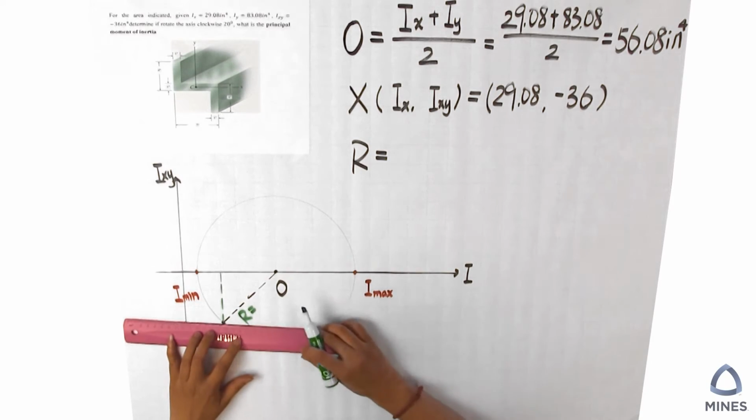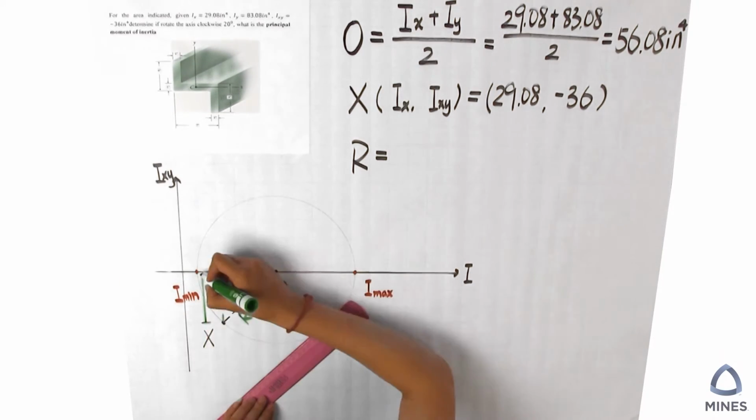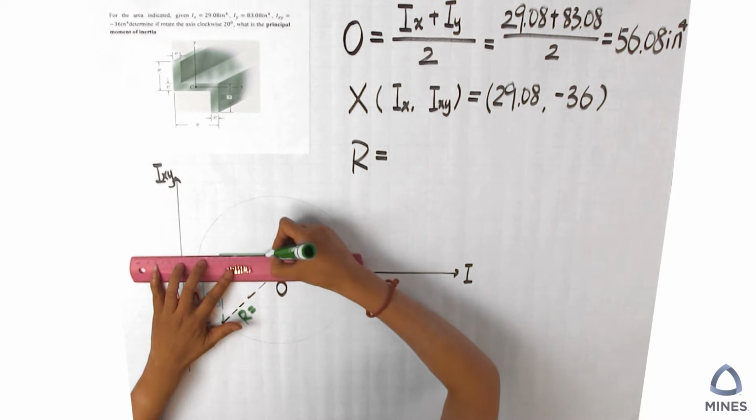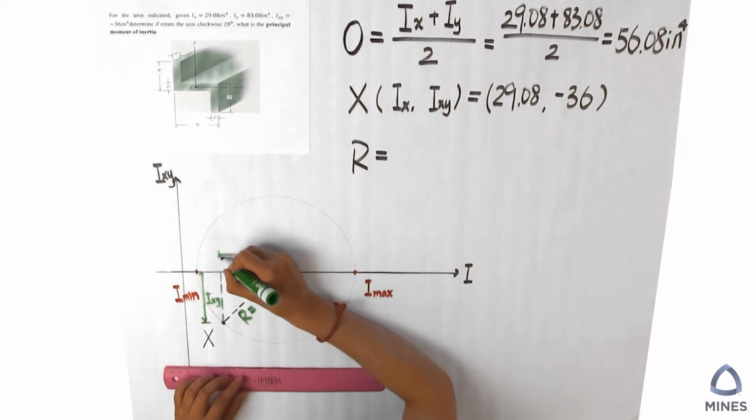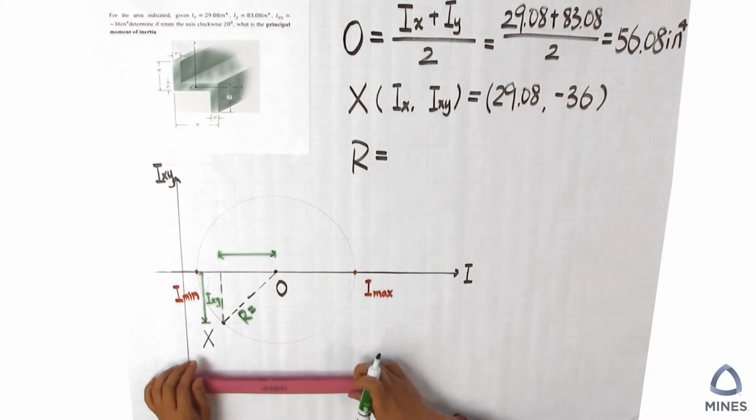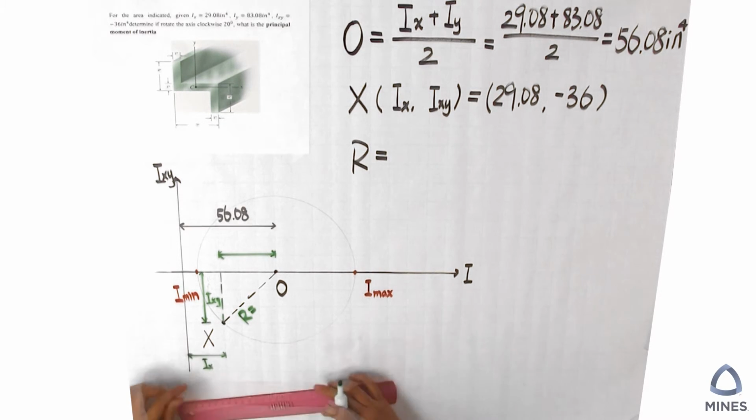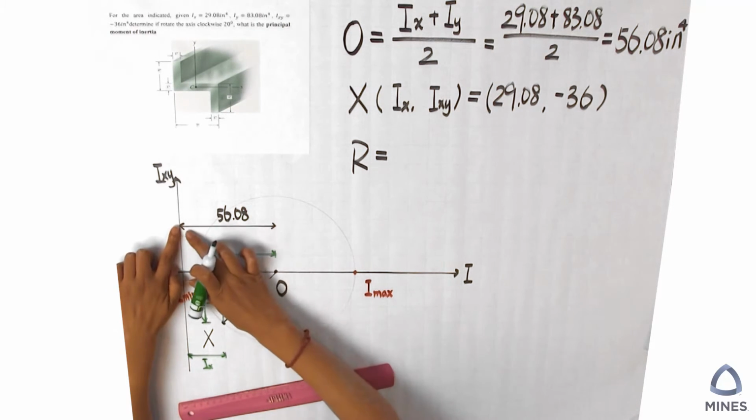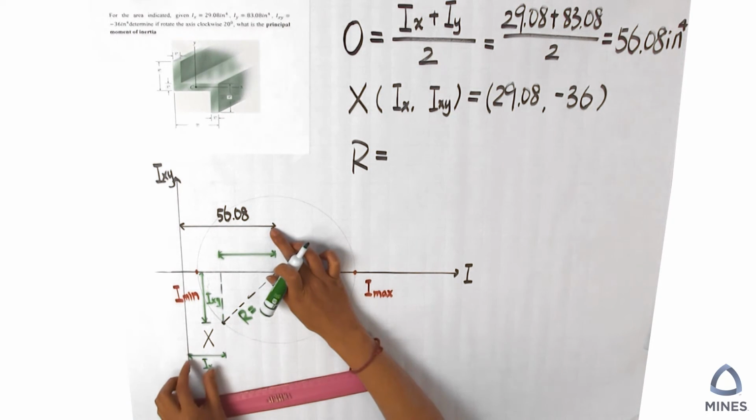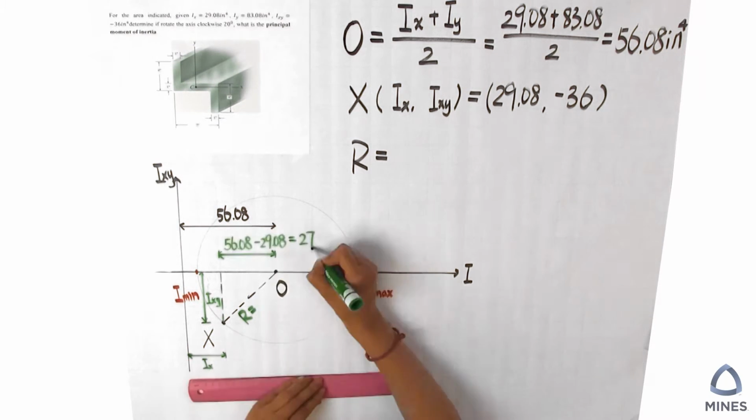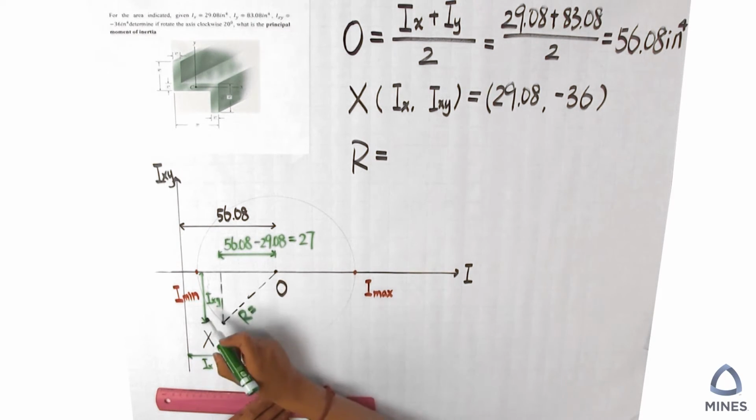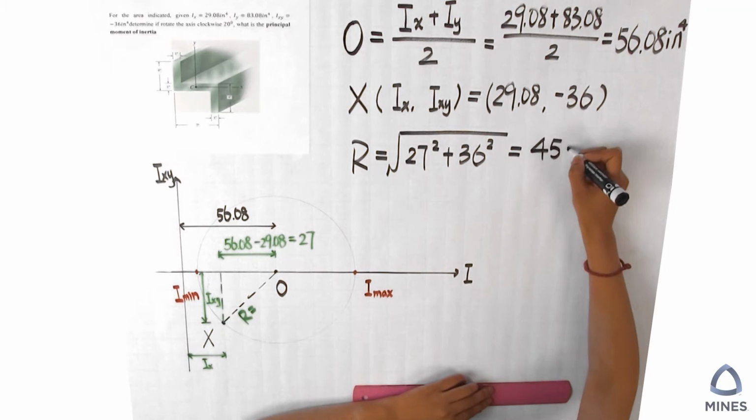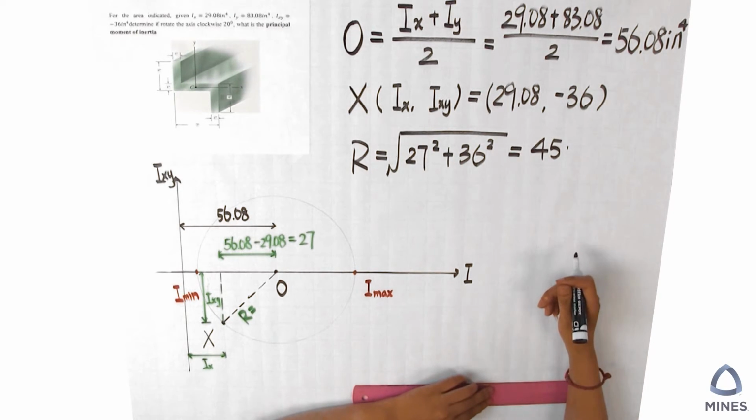So what is the height of this triangle? It's actually just the y distance for the x location. Okay, so now we have to find out what the base length is so that we can calculate the hypotenuse. So now you can see from the geometry, the base of the triangle equals the center of the Mohr circle take off the distance of x, which is 7, and the height Ixy is 36. So finally we find out the radius of the Mohr circle is going to be 45.